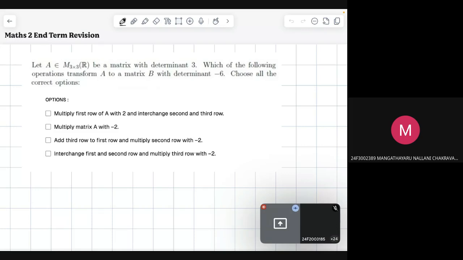Okay. So we're going to start discussing the questions. So this is the question we have. Let A be a 3 by 3 matrix with determinant 3. Which of the following operations transform A to matrix B with determinant -6? Choose all the correct options. So would anyone like to attempt?